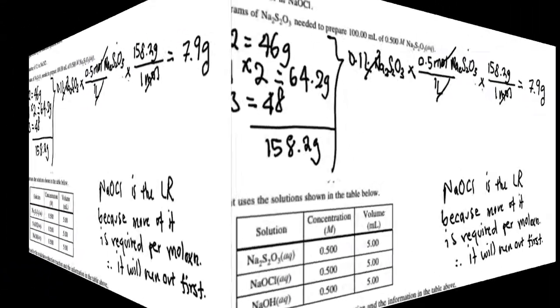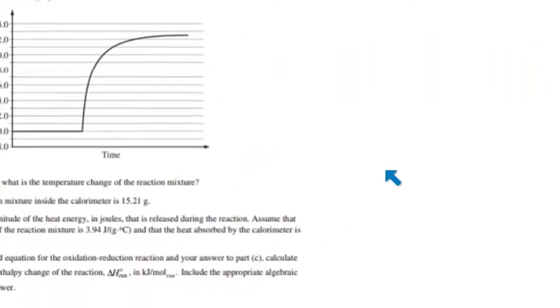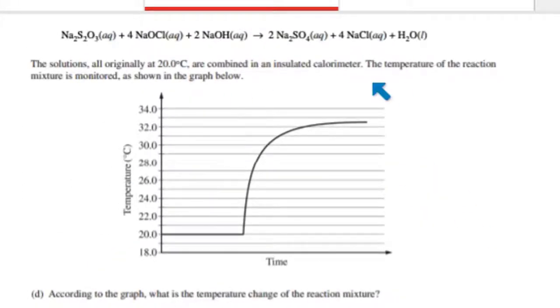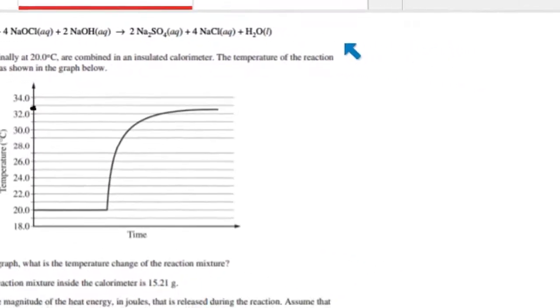Okay, so moving on. That's the same reaction up at the top there, and they're giving you a graph. They're saying that originally the experiment was at 20 degrees Celsius, but they recorded the temperature as the reaction occurred, and by the end you're at about 32.5 there. So you're just under 33. So according to the graph, what is the temperature change of the reaction?